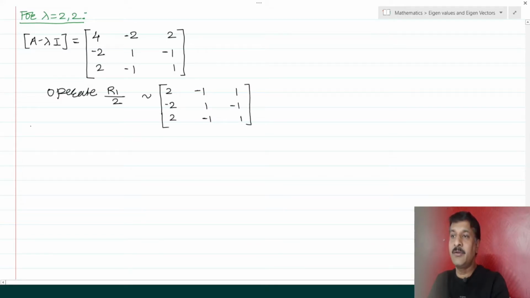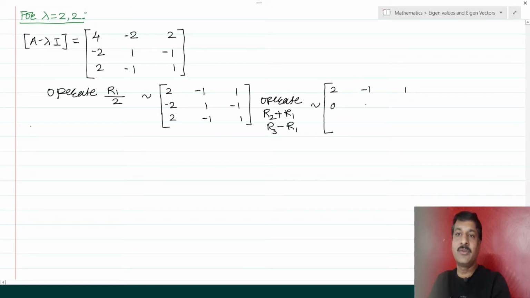And here operate R2 plus R1 and R3 minus R1. So the equivalent matrix is what? I am getting 2, minus 1, 1, and then 0, 0, 0, 0, 0, 0. So what is the rank of this matrix? The rank of this matrix A minus lambda I, if we denote it by r, is equal to 1.